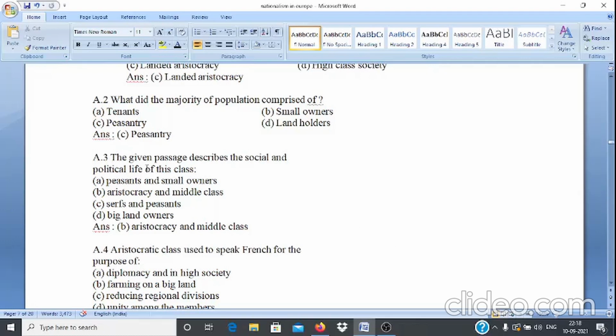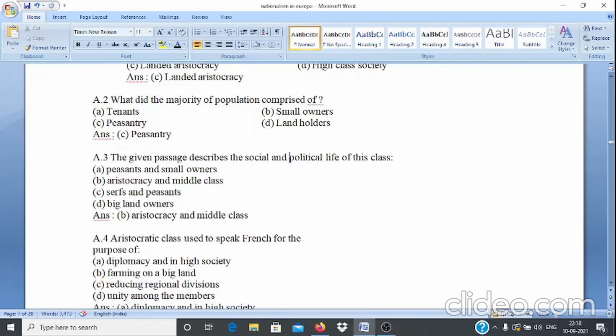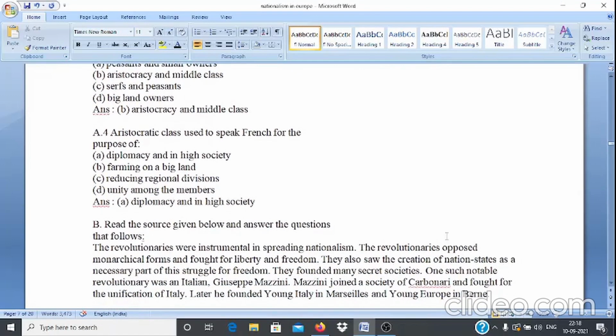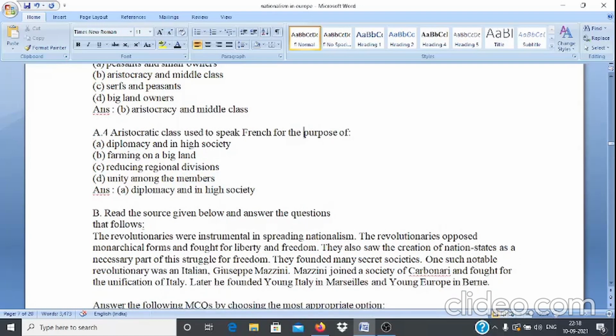Question number 3. The given passage describes the social and political life of this class. A. Peasants and small owners. B. Aristocracy and middle class. C. Serfs and peasants. D. Big land owners. And answer is B, that is aristocracy and middle class. Question number 4. Aristocratic class used to speak French for the purpose of, options are A. diplomacy and in high society, B. farming on a big land, C. reducing regional divisions, D. unity among the members, and answer is A, that is diplomacy and in high society.